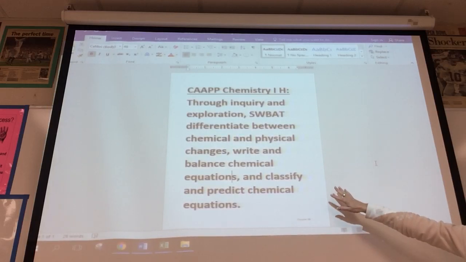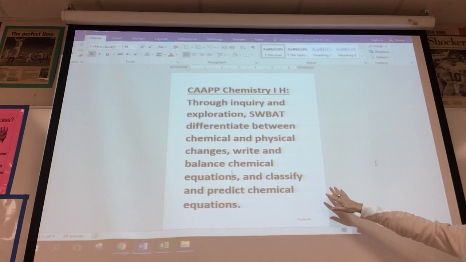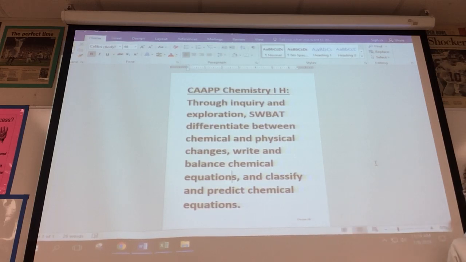And then later on in the week as well as next week, we'll be classifying and predicting chemical equations. So we'll talk about the different classes of chemical equations as well as when given reactants, predicting products. In the lab next week, you'll be conducting several different chemical reactions, analyzing the products, writing balanced equations, and looking for signs of a chemical change.